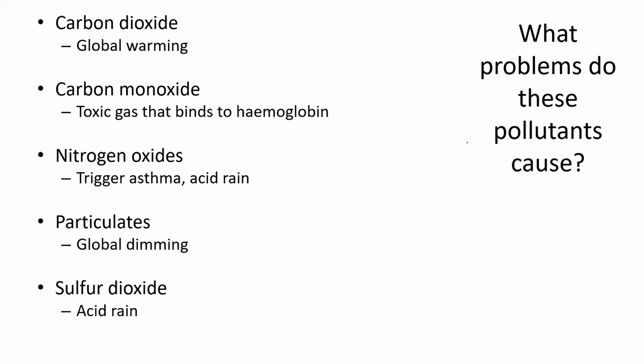Okay, pollution, right? There's 5 on here that we need to think about. Carbon dioxide causes global warming. Carbon monoxide is a pollutant, it's toxic and binds to hemoglobin. I talked about that before. Nitrogen oxides can trigger asthma. Often nitrogen oxides have come out of car exhausts because they're under high pressure at high temperatures. They can also cause acid rain, which can be nitrous acids.